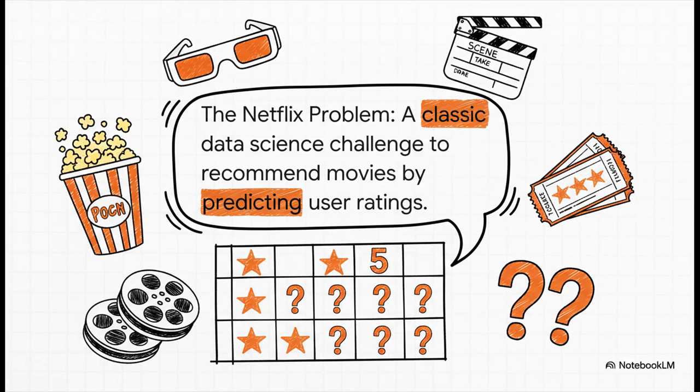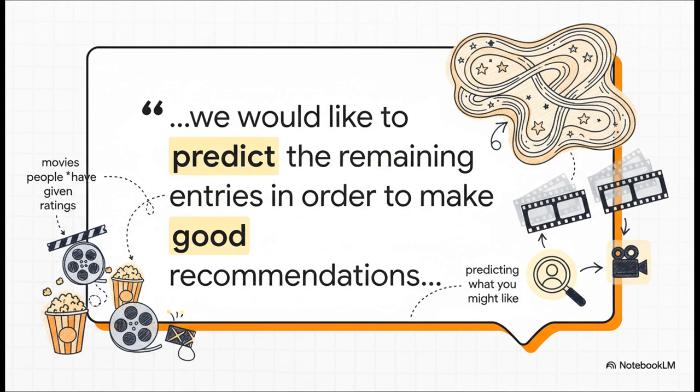And for a last trick, we have the legendary Netflix problem. This was a classic challenge in data science that, for a lot of people, really put SVD on the map. The whole challenge was pretty simple on the surface. How do you get good at recommending movies?